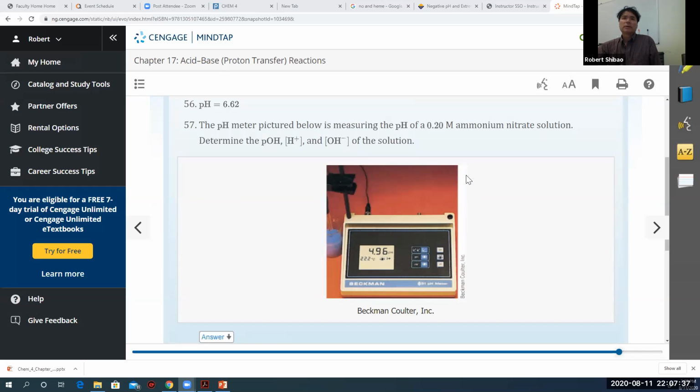The pH meter pictured below is measuring the pH of 0.20 molar ammonium nitrate solution. Ammonium nitrate solution is stable. We don't have to worry about ammonium nitrate solution exploding. And so the pH is 4.96. pH 4.96.